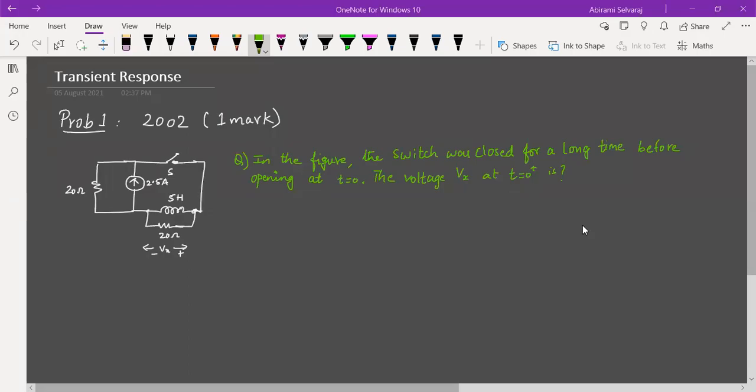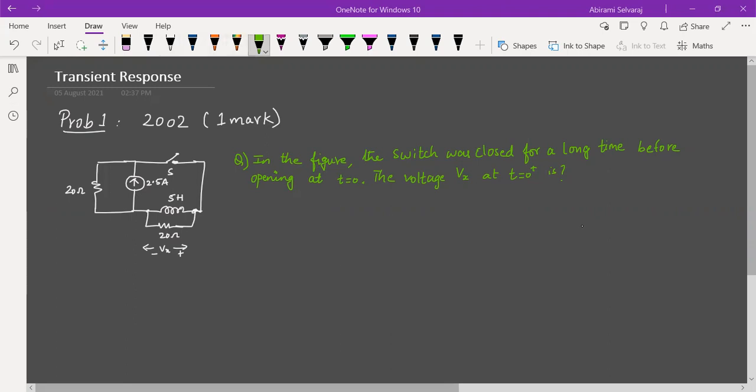Okay, we're looking into transient problems in circuits and systems. In this problem, this is a figure, this is a question. It was asked in 2002 GATE. In the figure, the switch was closed for a long time. So this S indicated here is a switch. It was closed for a long time.